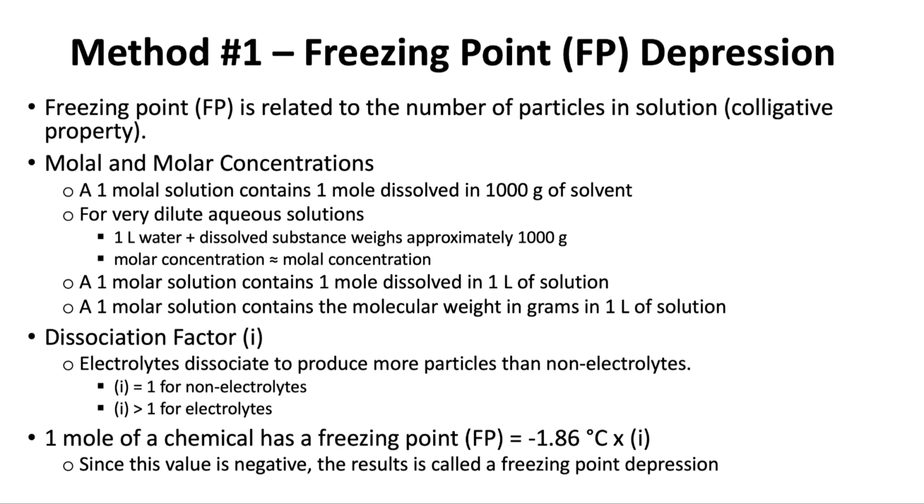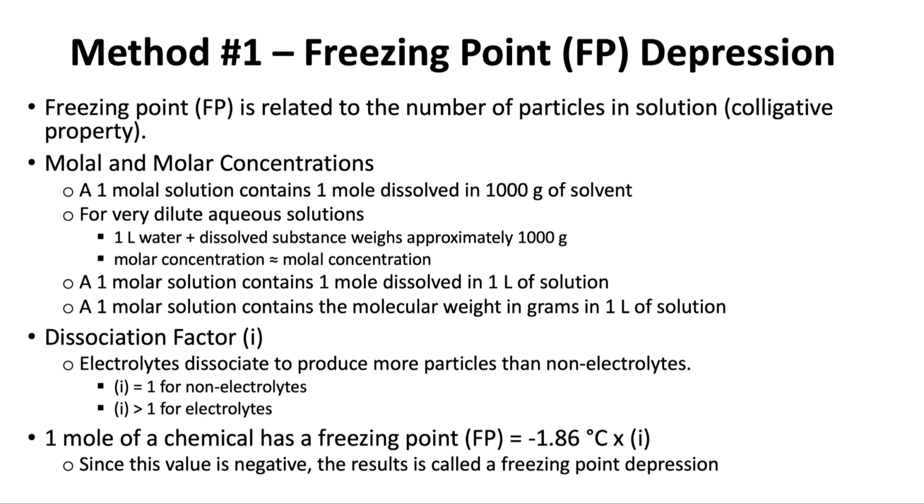All right? Now, what is maybe a little bit different for some of you and is very important is this dissociation factor, which is abbreviated i in the upcoming formulas that we're going to be looking at. Okay? Dissociation factor. We said that electrolytes dissociate and produce more particles than non-electrolytes. So what we're going to say is that the dissociation factor i for non-electrolytes, which do not dissociate, is equal to 1. Okay? So the i for non-electrolytes is 1.